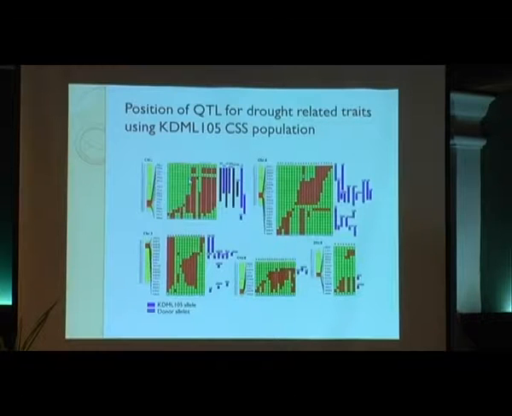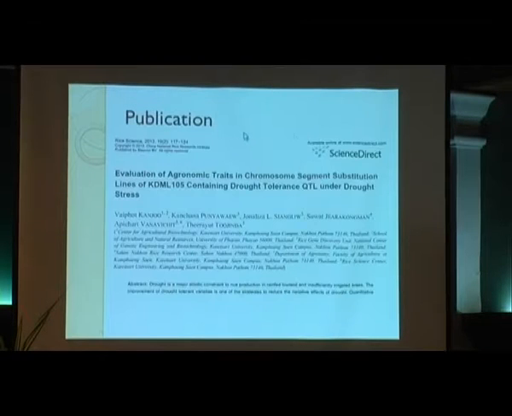So after doing the phenotyping, we remapped the QTL in the CSS population. Surprisingly, we found out that it's not only the donor which contributes to the resistance, but KDML itself also contributes. Here the black ones are actually coming from the donor. This one we already published this year in Rice Science.